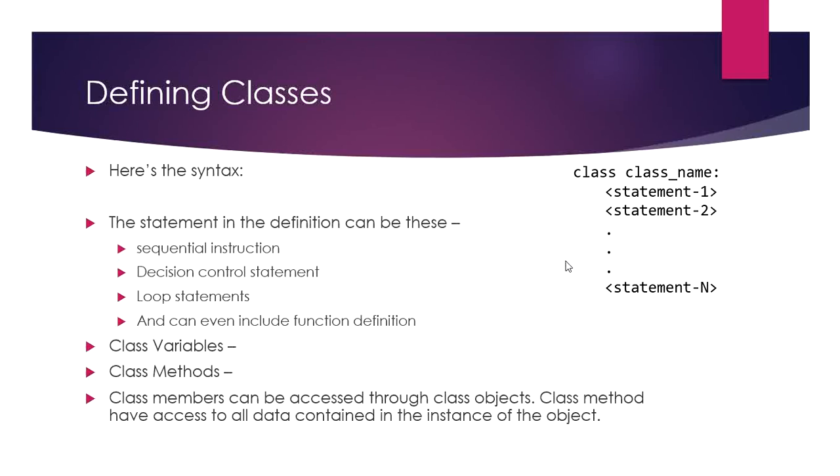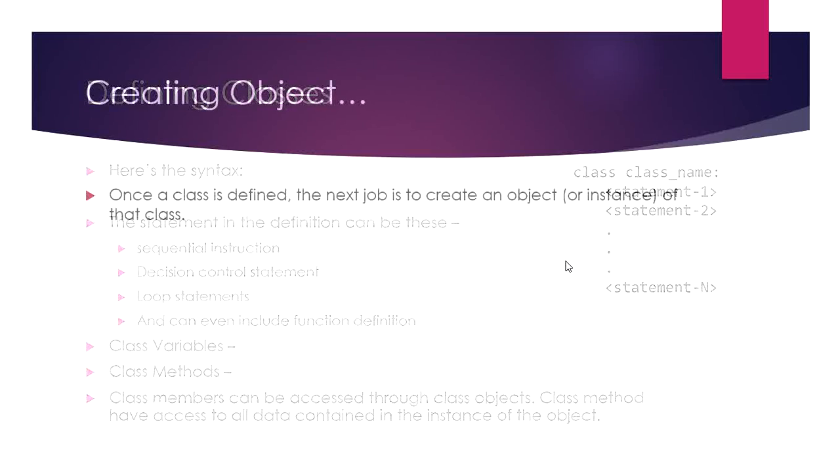So this was defining classes. The next slide, I guess, is how we define objects. Class methods have access to all the data contained in the instance of these objects. So a class method is going to access all the data which is there in that instance of the object. We will see how we do it.